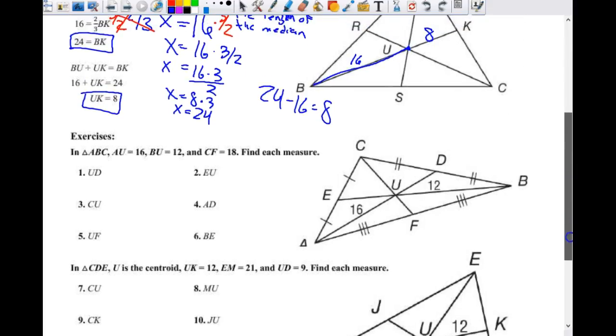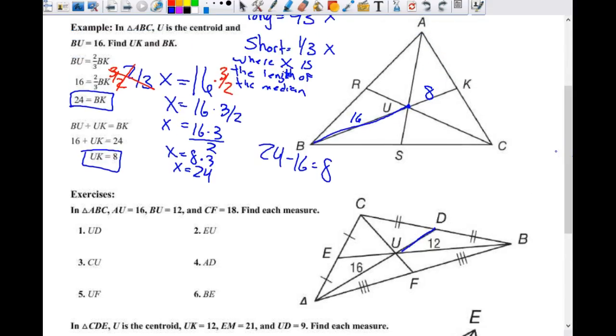Okay, so let's do this question. AU, it's looking for AU, which is right here. We know this part is 16. Is that the long portion or the short portion? Wait a second. AU is a long portion, right? And that's 16. But if you look up here, didn't we literally just do the same problem? It's the exact same thing, right?